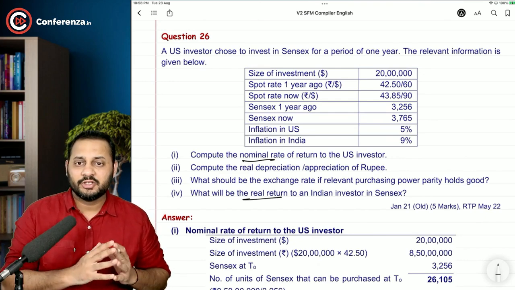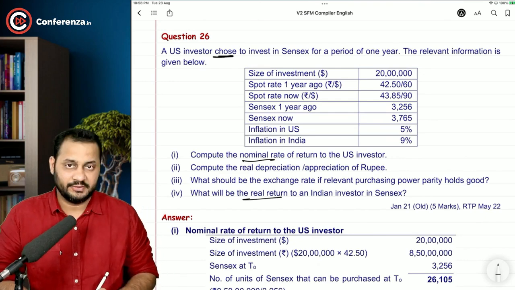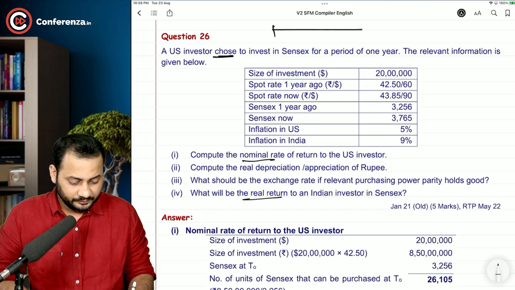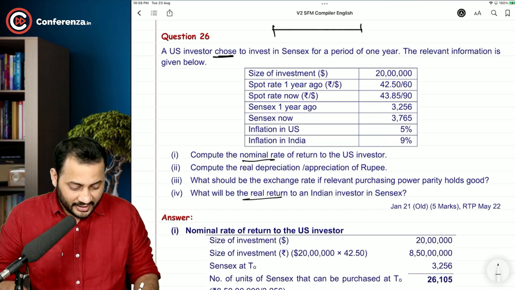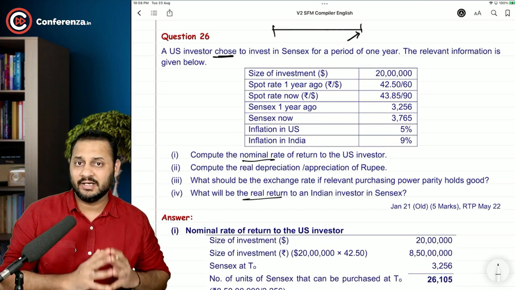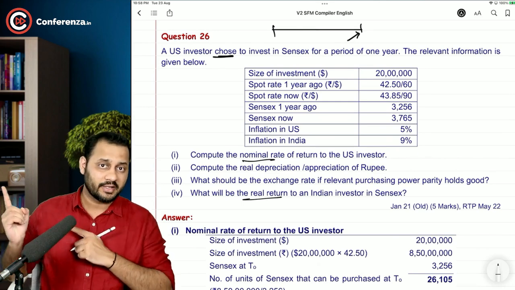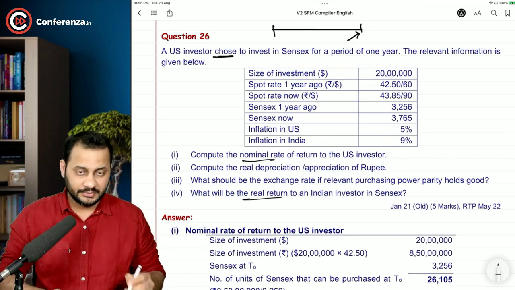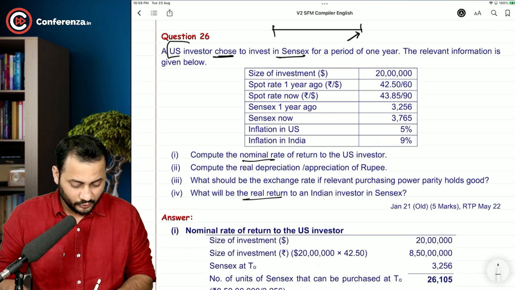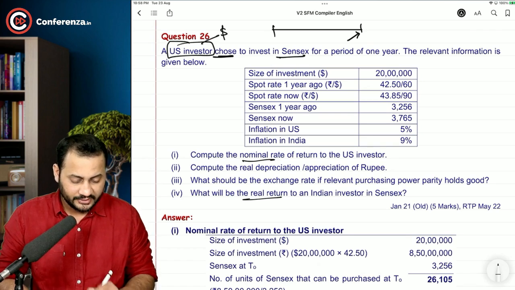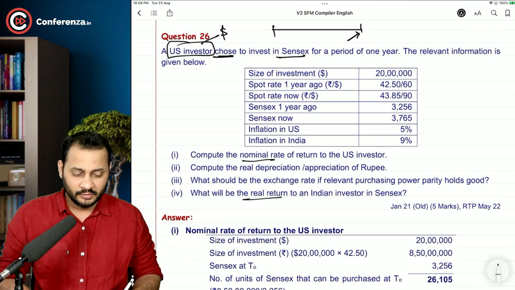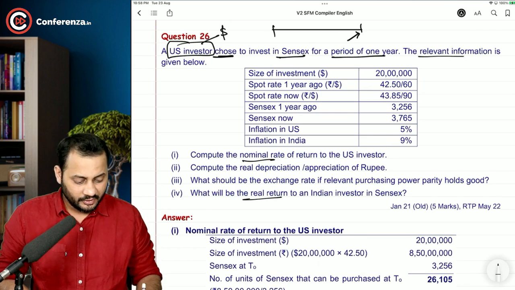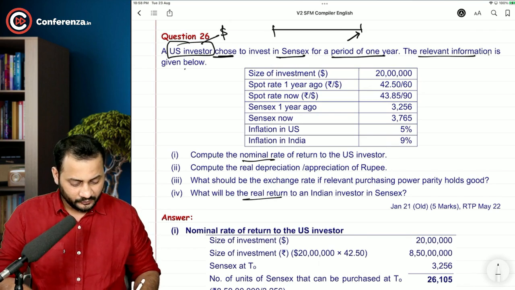A US investor chose, it's a past. See, this is a year and we are standing at this point, that is at the end of the year. A year back, we chose to invest in Sensex. This is a US investor. His home currency is dollar. For a period of 1 year, the relevant information is given below.